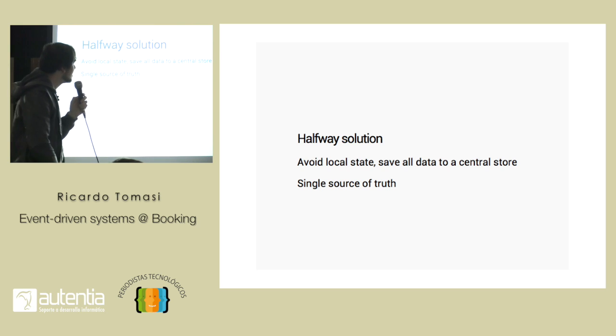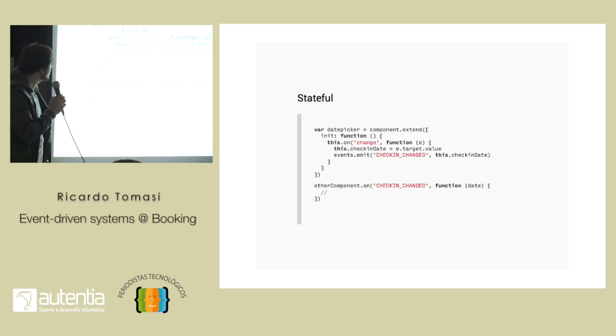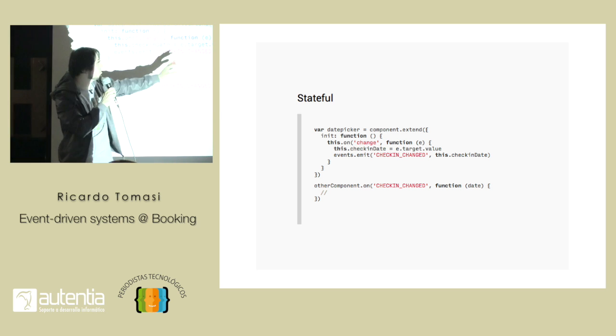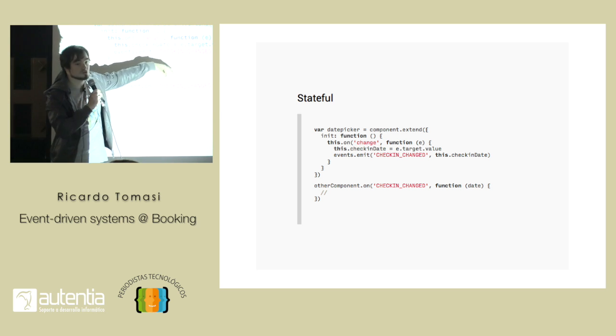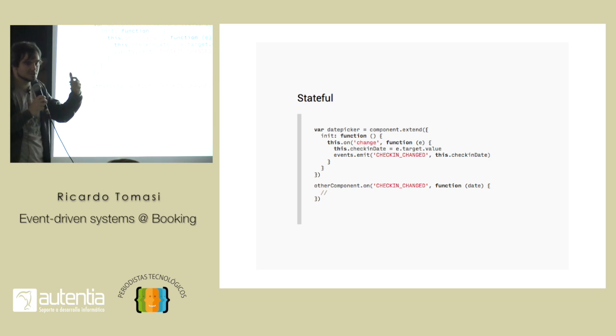We also have a halfway solution for that, which is to avoid having local state in components. Instead, you save everything to one object. I have some examples here. Let's say you have a date picker. When you change the date, you save the current date as a property of that object, so check-in date equals input value or something. And then you send an event saying check-in changed. And then someone else can say, OK, check-in date changed, let's reload the search results or do something like that. This would be the normal way.